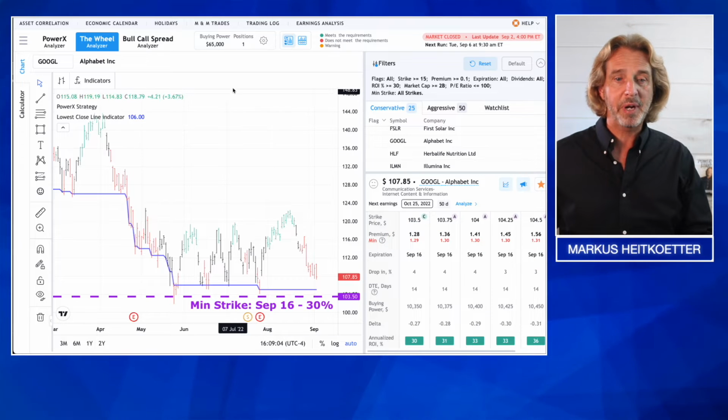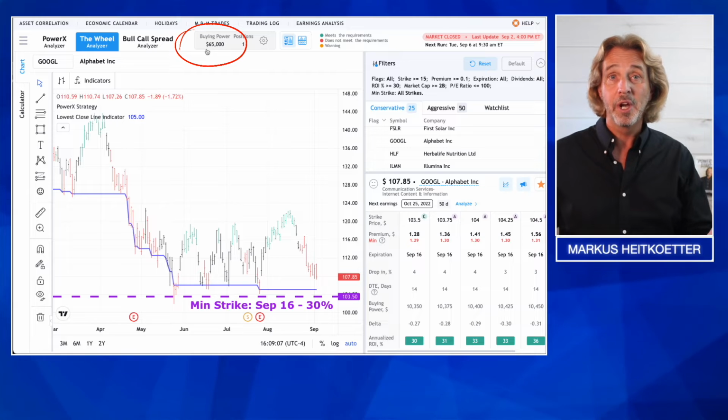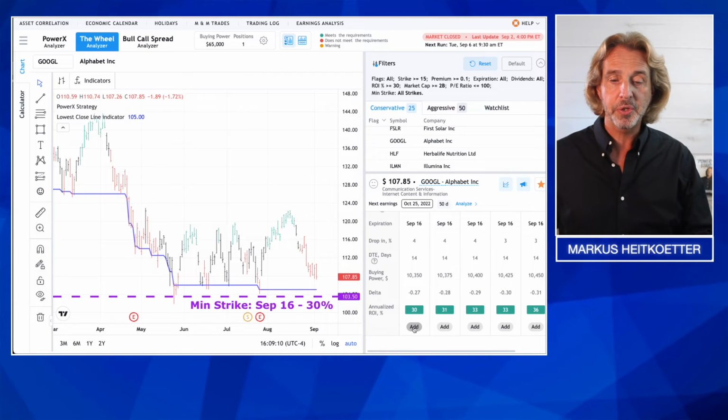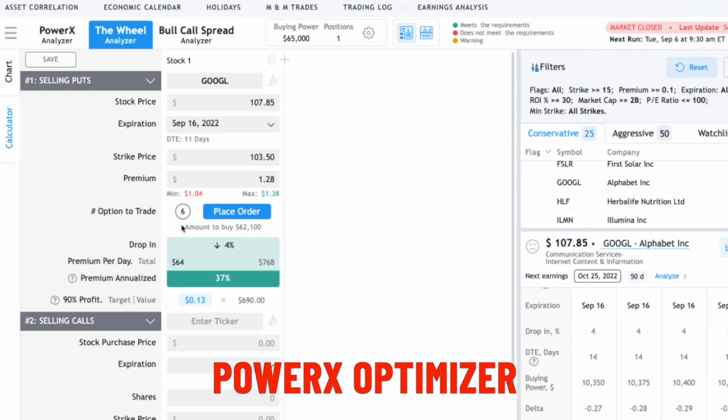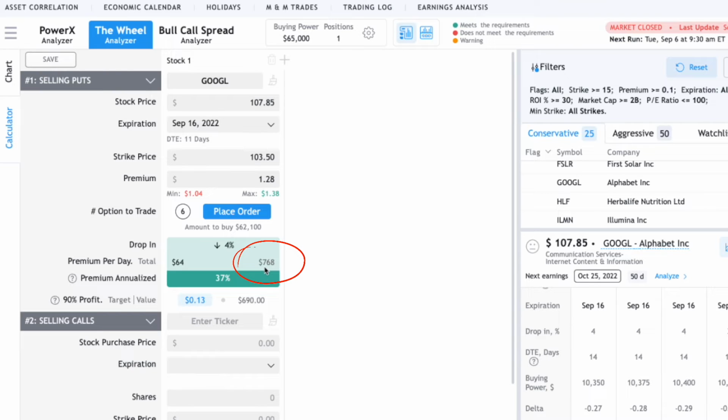So as you can see, I set my account size to $65,000, and we see if we move this over into the calculator that PowerX Optimizer recommends that we are trading 6 options. So that would give us $768 in premium. Now, usually I like to trade up to 5 positions in my account, but for this example, I set the number of positions to 1. So the expiration for this option is September 16th. So if Google is trading below $103.50 on expiration day, which is 11 days from now, I would have to buy 100 shares at $103.50 for each option that I sold.